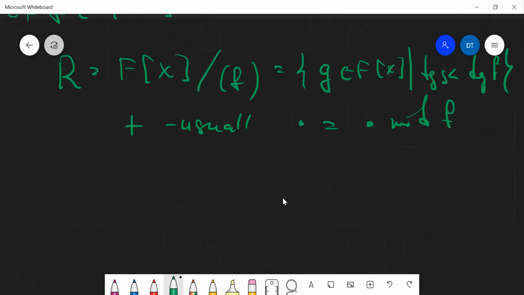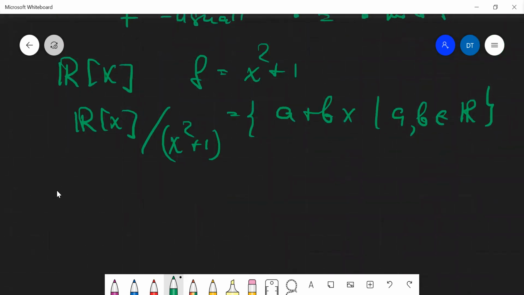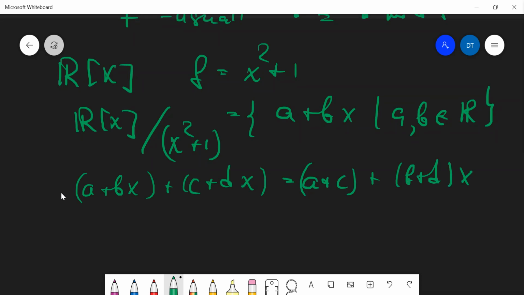Let's take an example. Let's say we consider the ring with real coefficients, and F is x squared plus 1. So what is the ring of remainders in this case? By definition, it is the set of all polynomials of degree strictly smaller than 2. That is the set of all linear polynomials. Okay? So now, let's check how the operations work. Well, the addition is simple. And what about multiplication? Let's try to multiply these two.